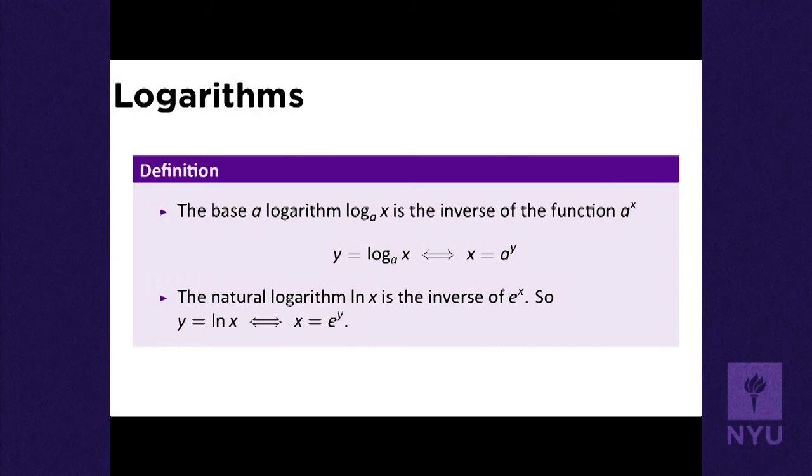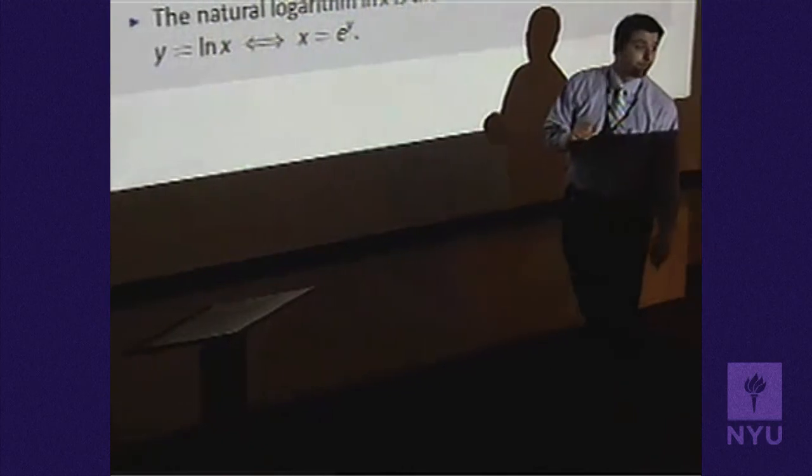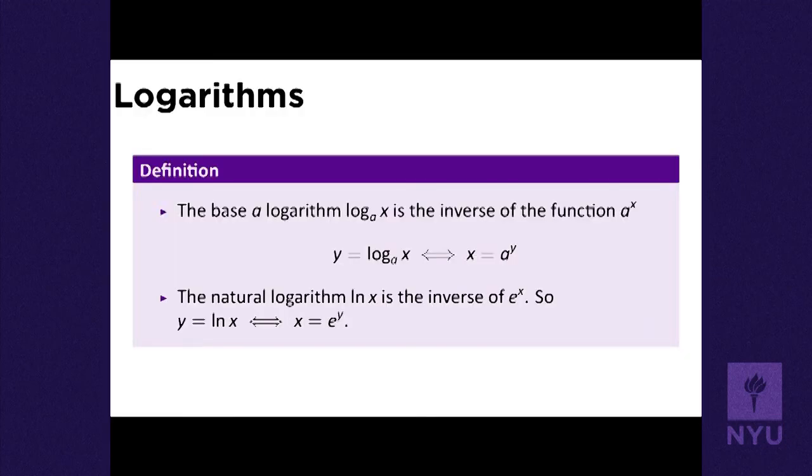And one of our exponential functions is special. When we use the base e, we call its corresponding logarithm ln, the natural logarithm. So to say that y equals the natural logarithm of x is the same as saying x equals e to the y. Does that make sense? So we're defining new functions, but they're defined by their inverse properties with the exponential functions.